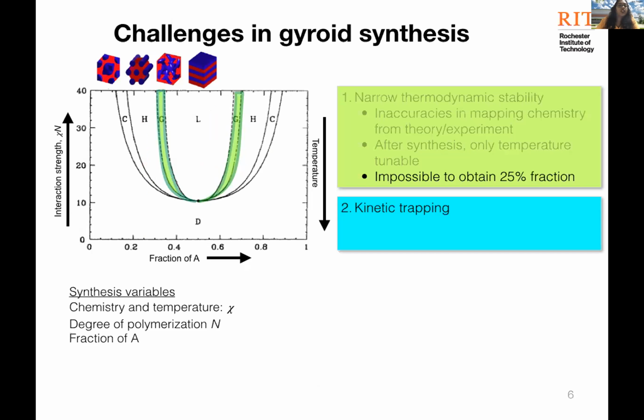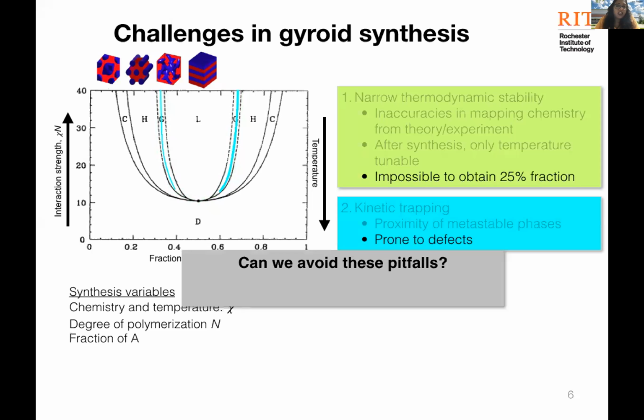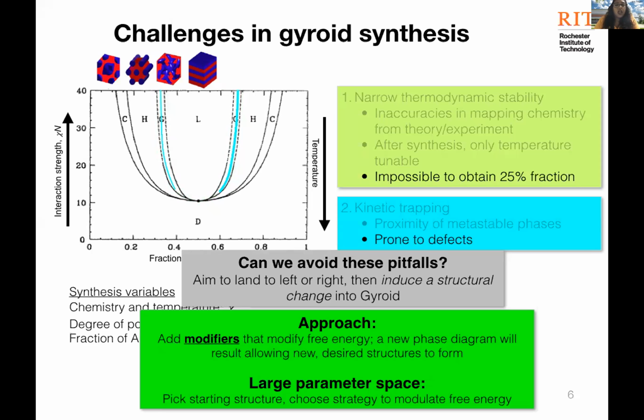Although we have a 5% region in the phase diagram where the gyroid is stable, the proximity of metastable phases and the defects typically ends up being a problem. It's really a thin line, and it's really, really hard to access this morphology. And so my work is focused on how we can avoid these pitfalls and how we can actually access the gyroid morphology. Practically, we aim to land somewhere close to the gyroid phase in the phase diagram, and then induce a structural change and go left or right. And again, we can use thermodynamic modifiers to modify the free energy and move in the phase diagram.